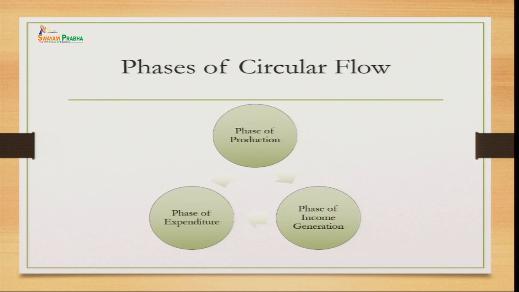And to accomplish this demand for goods and services, we get into the phase of production. So you can see the interconnection: the phase of production gives rise to the phase of income generation, then income generation leads to the phase of expenditure, and then expenditure goes back to the phase of production, right. So this circular flow of economic activities and income is going to be discussed under this heading, right.